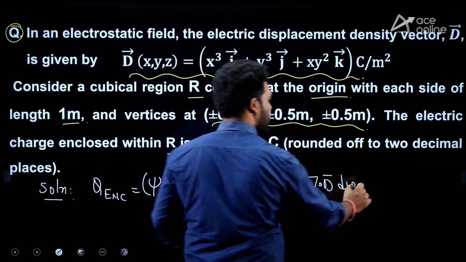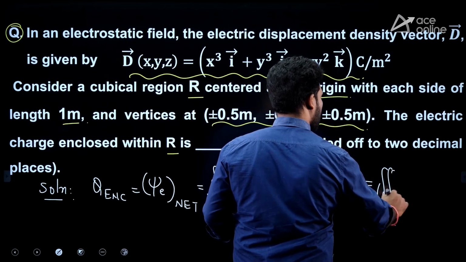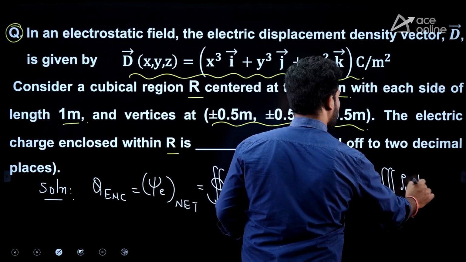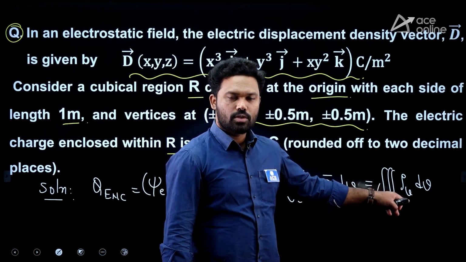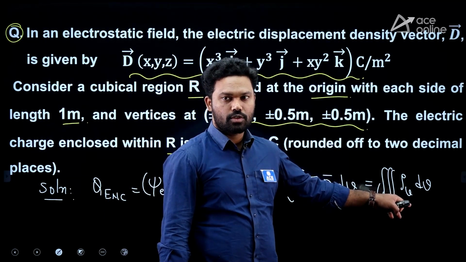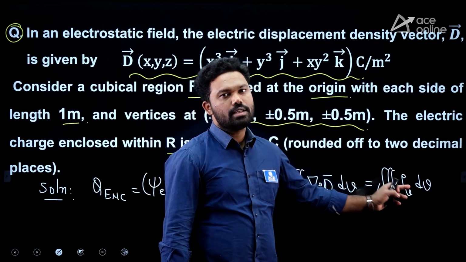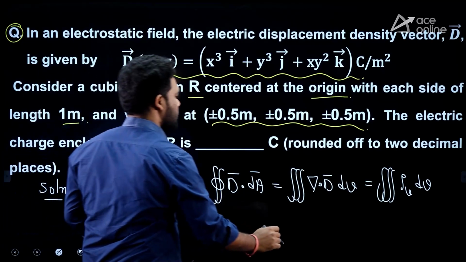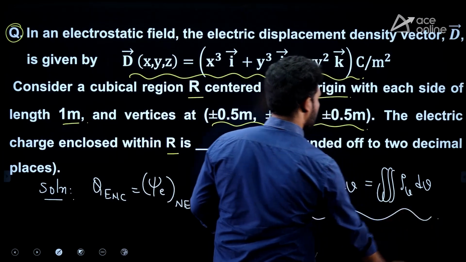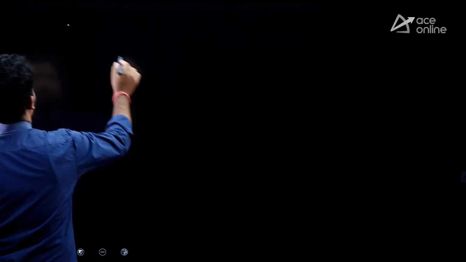What is the divergence of D? It is rho v. So when you perform the divergence of D, you are getting the volume charge. To get the total charge enclosed inside that cubical region, you need to perform the integration. So find out the divergence of D in the first step, and then make use of this integral.